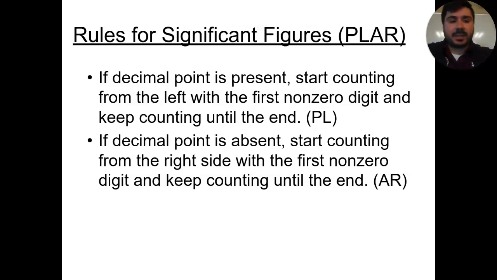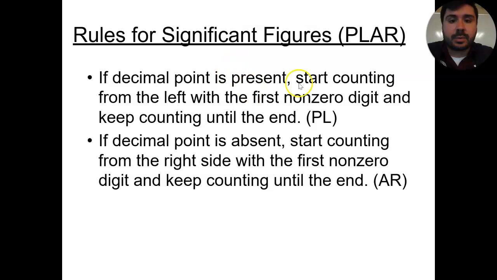And we kind of get this. It's almost like a split down the middle here. This PL here is going to be based off of this first bullet point, which says if the decimal point is present, we're going to start counting from the left-hand side of that number until the very first non-zero digit and keep counting until the end. That's where, again, the PL comes from, right?